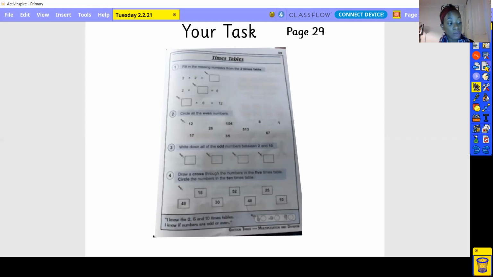Question 3, write down all of the odd numbers between 2 and 10. Again, your odd number trick might help you, but also don't forget about page 28 and the ideas and answers that are there around odd and even numbers if you need something to refer back to, if you don't already know it. And finally, question 4, draw a cross through the numbers in the 5 times table, circle the numbers in the 10 times table. Right, ready? Okay, off you go. Give that a go, children, and then come back to this video for your next set of activities.